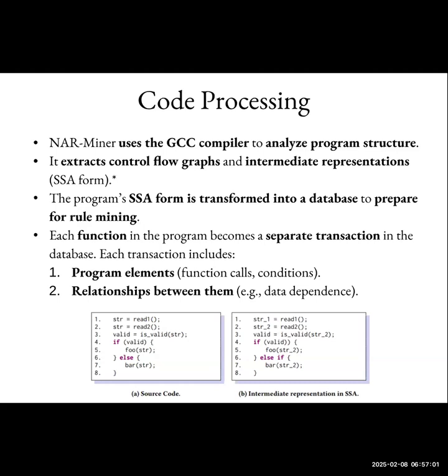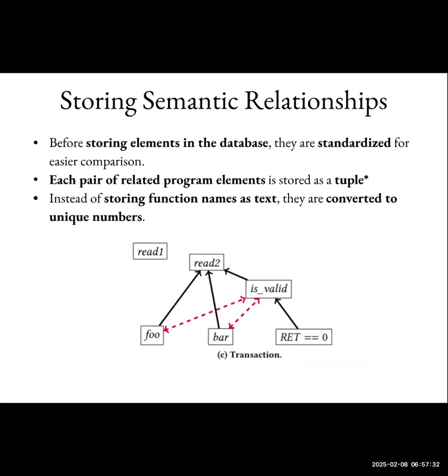Each function in the program becomes one separate transaction, and the transaction has two things. The first is the elements, which are the function calls and the if statements and everything, and the second is the relationships between them, like the data dependence or data sharing relationship. So each transaction represents a function, and each function has these two attributes. This is how it's being stored in the transaction database.